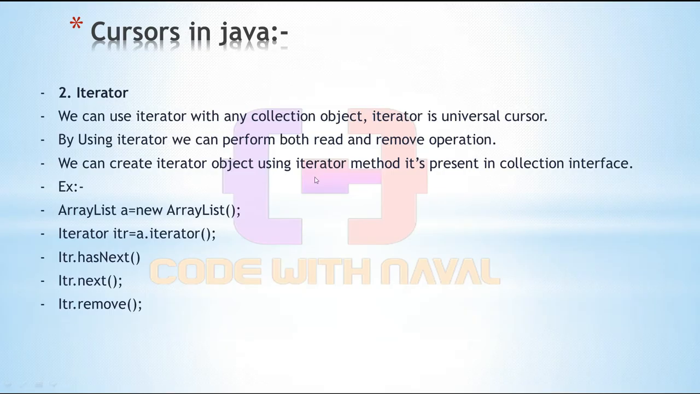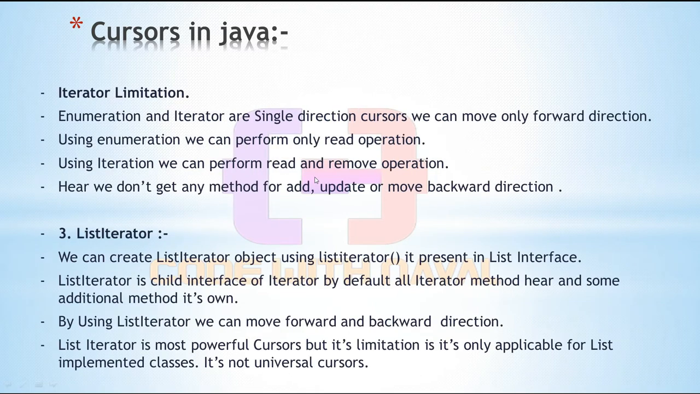But there are some limitations. Let's discuss those limitations. Iterator has some limitations. Enumeration and iterator are single directional cursors. We can move only in the forward direction. We can only iterate to the next element. We can't check a previous element. That's the problem with iterator and enumeration.